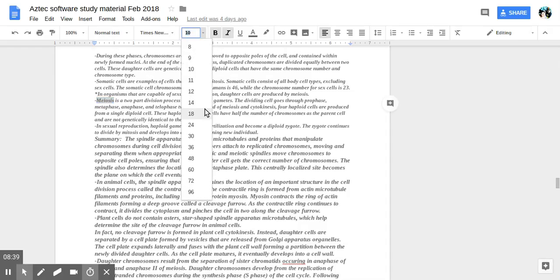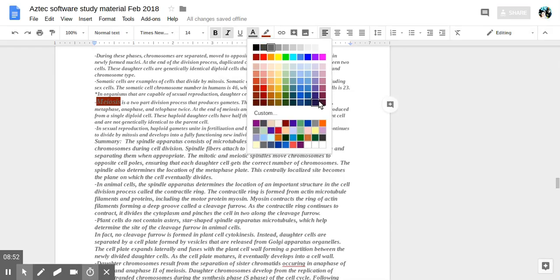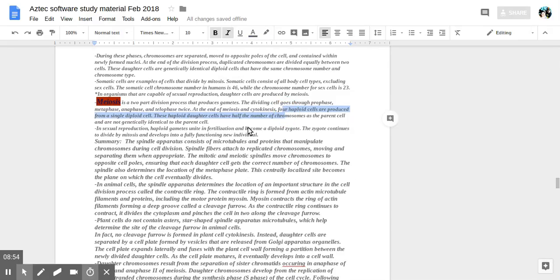The dividing cell goes through mainly the same steps as in mitosis. So prophase, metaphase, anaphase, and then telophase. It goes through twice actually for meiosis. At the end of meiosis and cytokinesis, 4 haploid cells instead of diploid are produced from a single diploid cell.